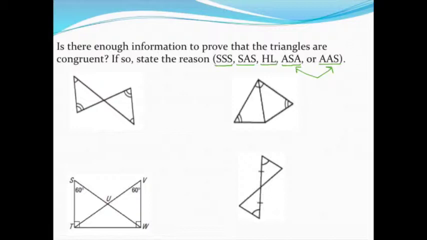It'll depend on where that third side is. Either it'll be in between the 2 angles, and we'll get angle, side, angle, or the side will not be in between them, and we'll get angle, angle, side. So let's see if we can prove that any of these triangles are congruent using any of these 5 reasons.